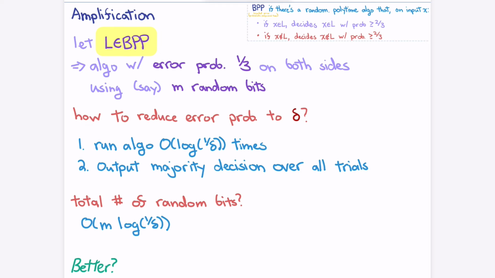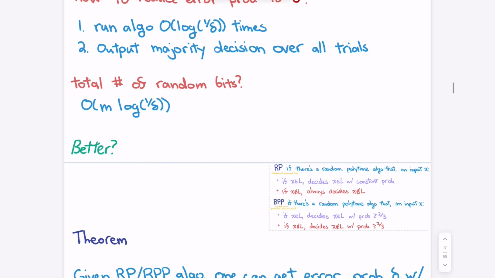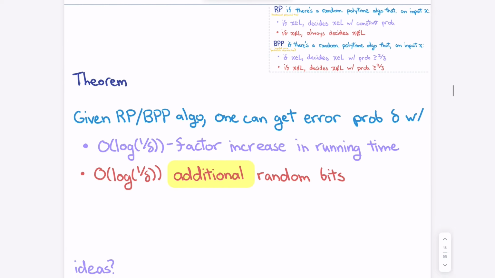So the constant might be bigger, but it's a log 1 over delta overhead. Okay, so good. And I think we did the first one together. So for both of these, we're going to show that rather than multiplying the number of random bits by log 1 over delta, which is what you get from independent resampling, we want to just do m plus log 1 over delta.